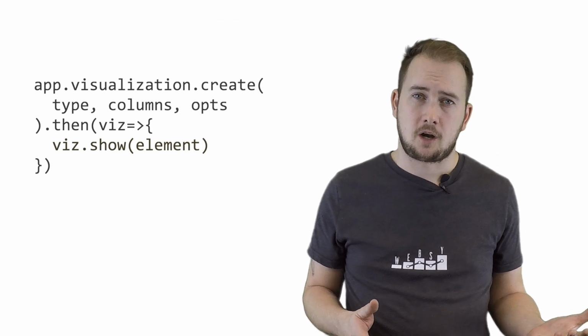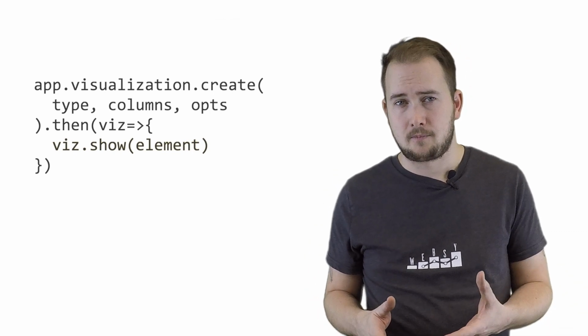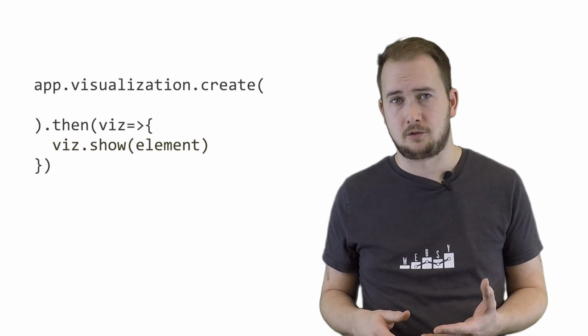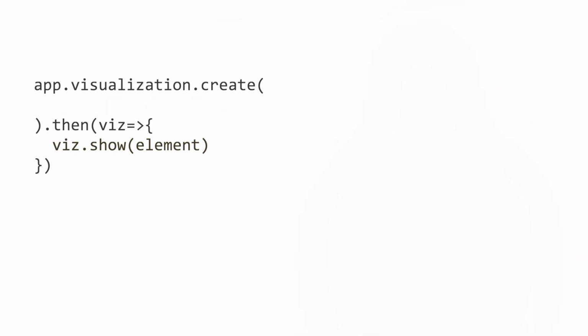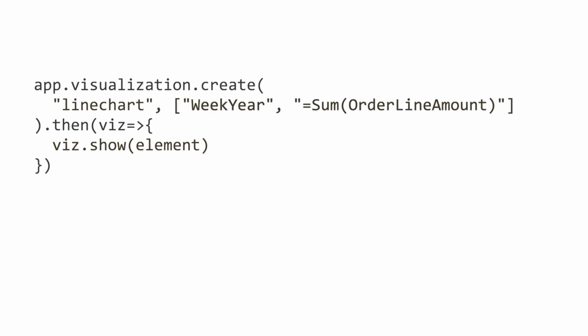To create a line chart that shows the sales over time, we call app.visualization.create. The first parameter we set to the value line chart as a string. For the second parameter, we pass in an array of strings to specify which fields or dimensions and measures we want to use. It's important to use equals when providing the measure definition. Otherwise, Qlik will look for a field with whatever expression you've defined, which probably doesn't exist.